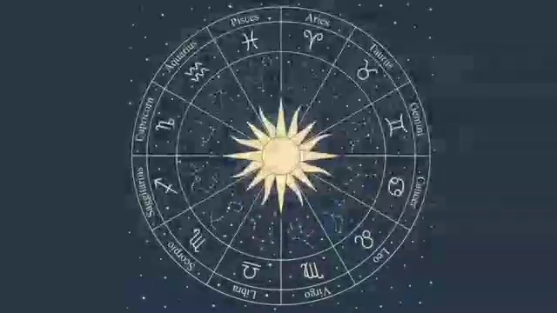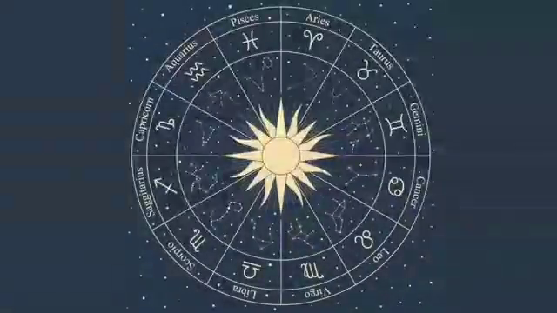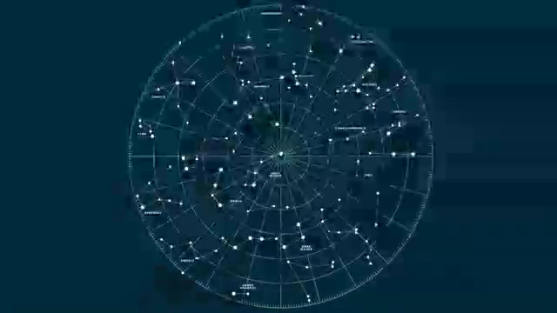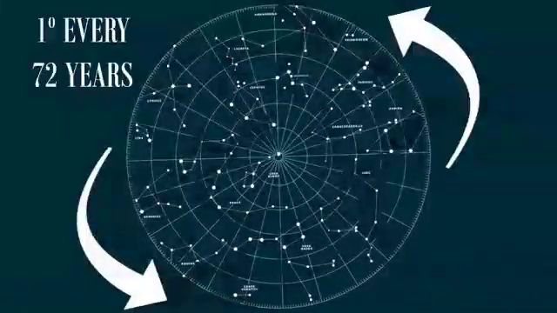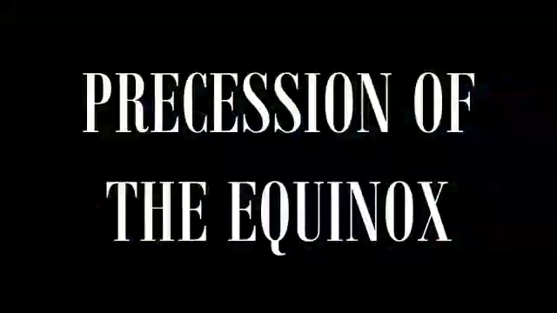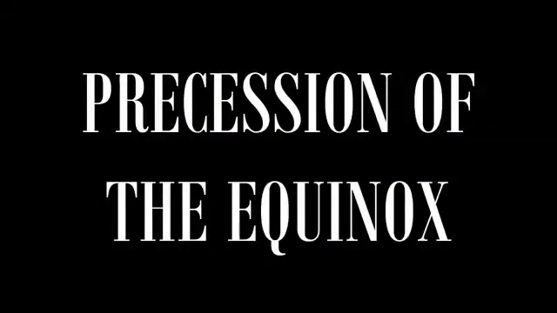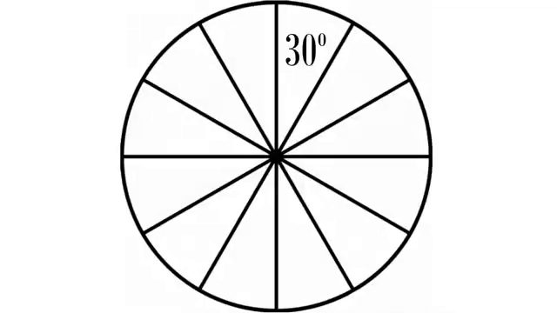Each constellation of the zodiac moves from its fixed position in the waters above at 1 degree every 72 years. The stars in the circle above us are fixed in their positions, but every 72 years, the entire circle shifts 1 degree. This is what is called the precession of the equinox. Remember, each arc is 30 degrees.